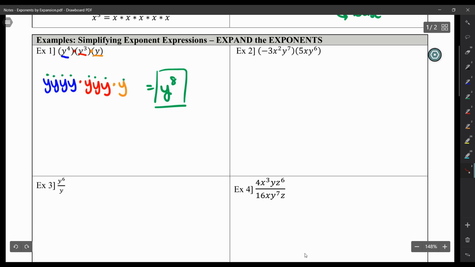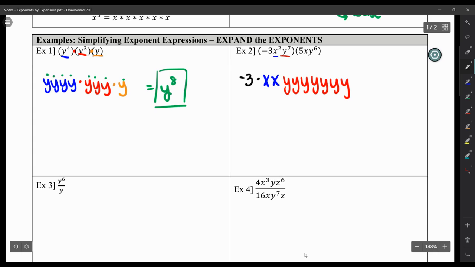Let's look at one that's a little more complicated. Number 2: negative 3x squared y to the 7th times 5x y to the 6th. In this case, we have some coefficients along with some exponents and some different bases. For this first parenthesis set, I have a negative 3, which is a coefficient, times x squared, so this is x times x. And then I have y to the 7th: y times y times y, 4, 5, 6, 7 times.